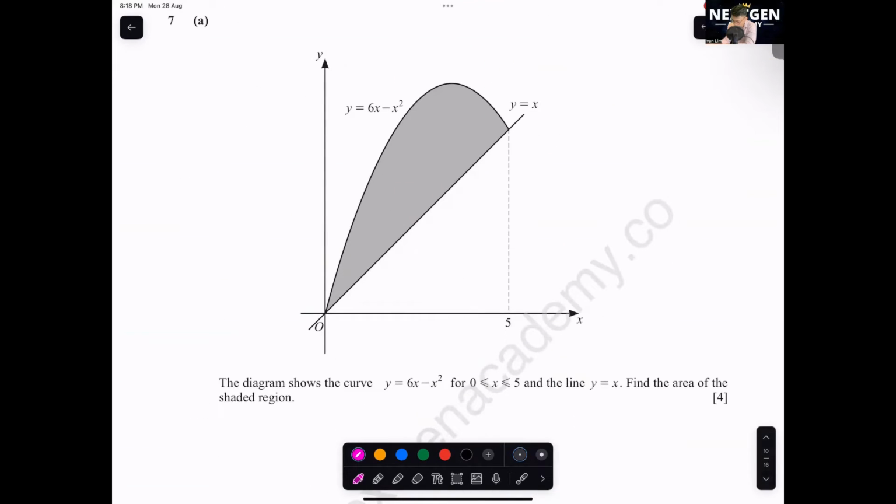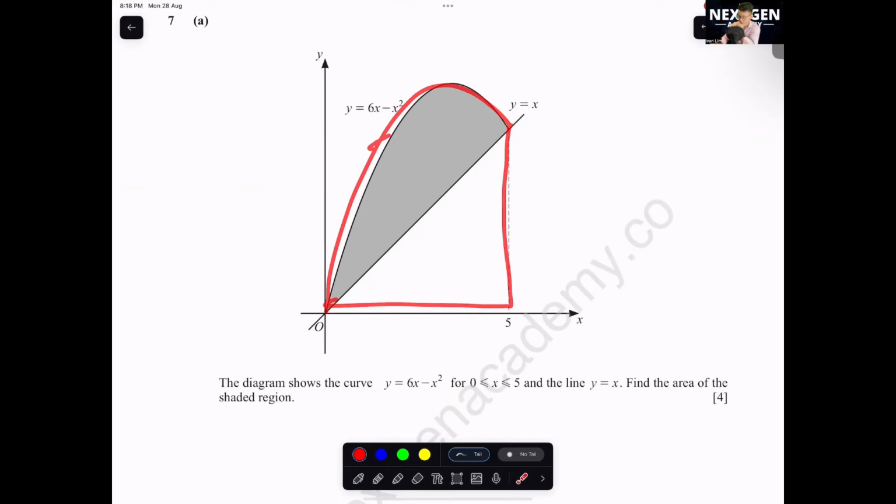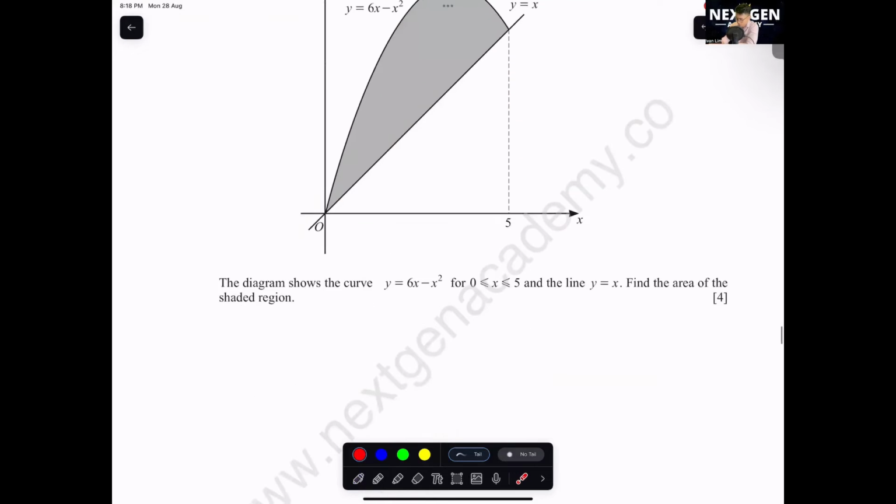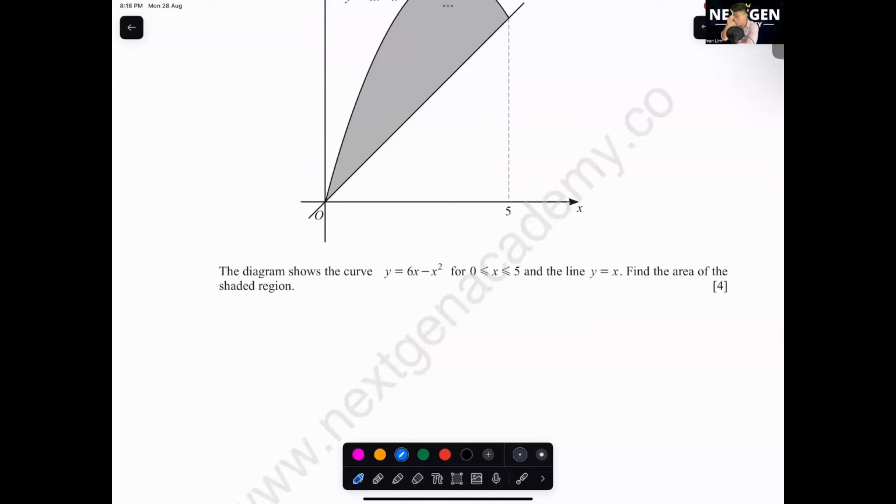The diagram shows the curve y equals 6x minus x squared, for 0 to 5, and the line y equals x. Find the area of the shaded region. How to find the area of the shaded region? We have to take this whole part, the area under this curve, minus this triangle here. Easy, right? Let's count. So the area will be equal to, this one is the shaded plus the triangle.